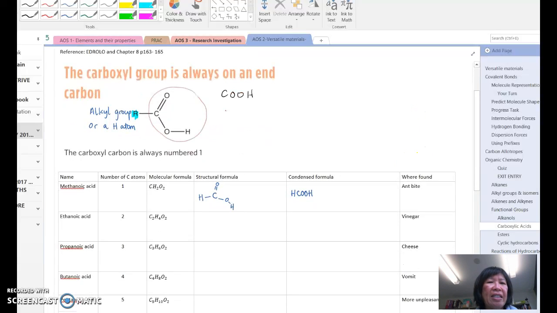The first carboxylic acid in the family is called methanoic acid. It has the molecular formula CH2O2. So we have a central carbon atom, and we start by drawing the functional group, C double-bond O, O, H. There's only one carbon in methanoic acid, and therefore the remaining bond is connected to a hydrogen atom. The condensed formula is therefore HCOOH. Now, methanoic acid is commonly found in ant bites.